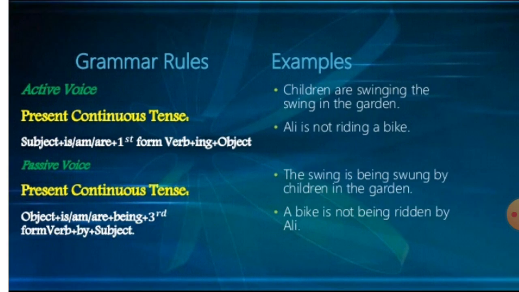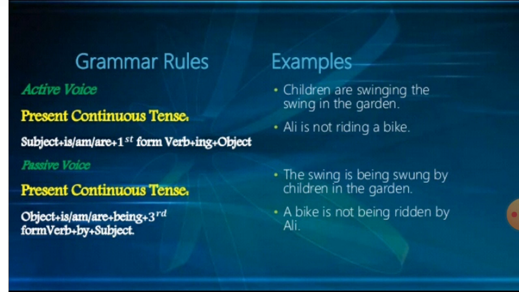Now, the second rule, present continuous tense. Subject plus is or am or are plus the first form of the verb plus ing plus object. Take the first example: children, that is the subject. Is, am, are: children is plural, so we are taking are. Swing, the root form of the verb swing plus ing makes it swinging. The swing is the object in the garden.